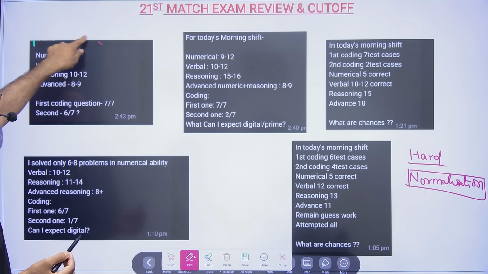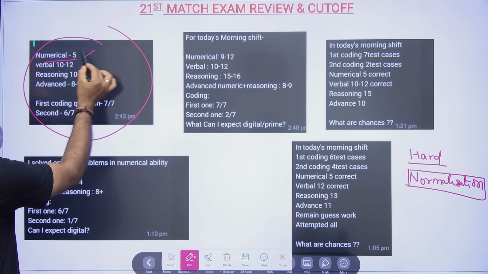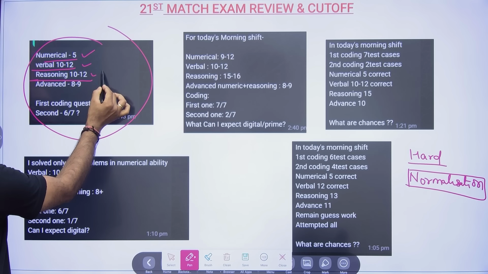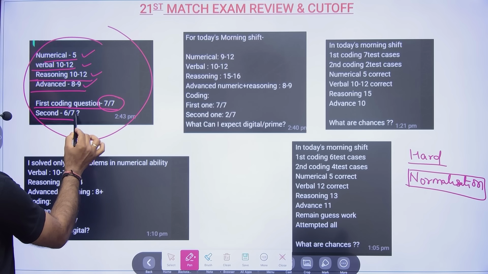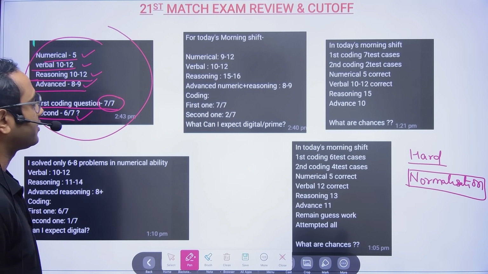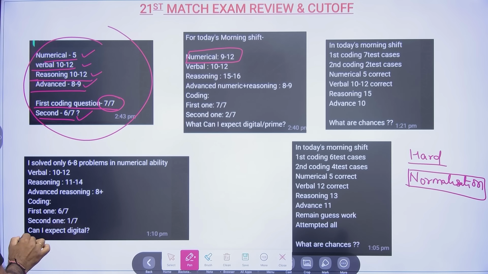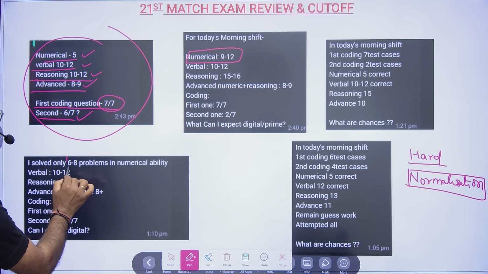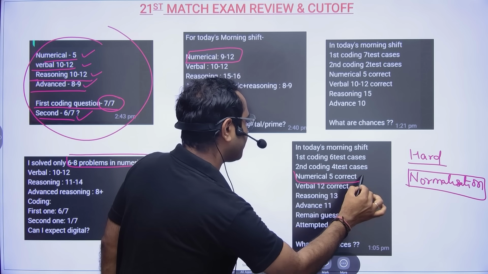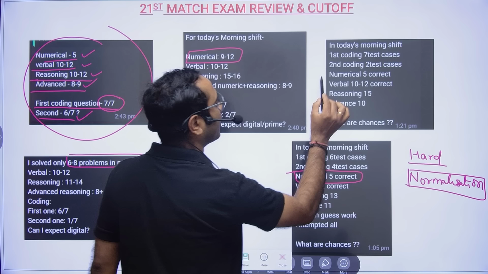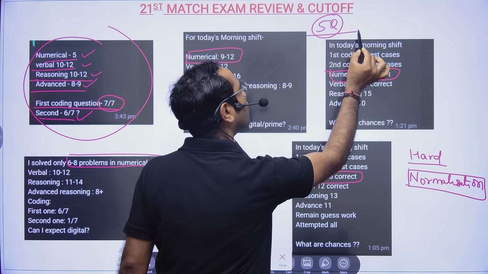So friends, if you see a few of the images: numerical I have done 5, verbal 10 to 12, reasoning 10 to 12, advanced 8 to 9, first coding question 7 by 7, second coding question 6 by 7. What are my chances? Let us focus on numerical first. Here I solved only 6 to 8 problems in numerical ability, with 5 correct. So your numerical ability cutoff will be around 5 questions. You do not have to worry.